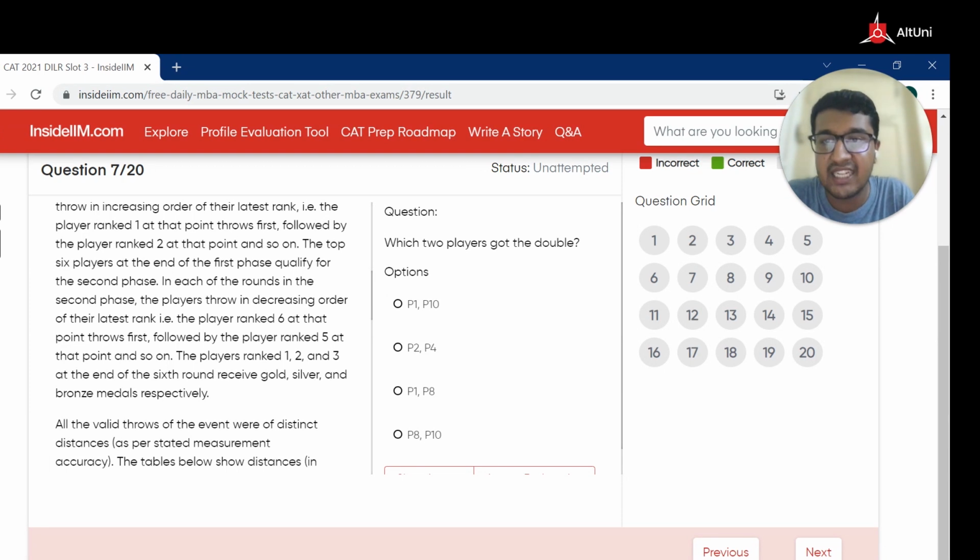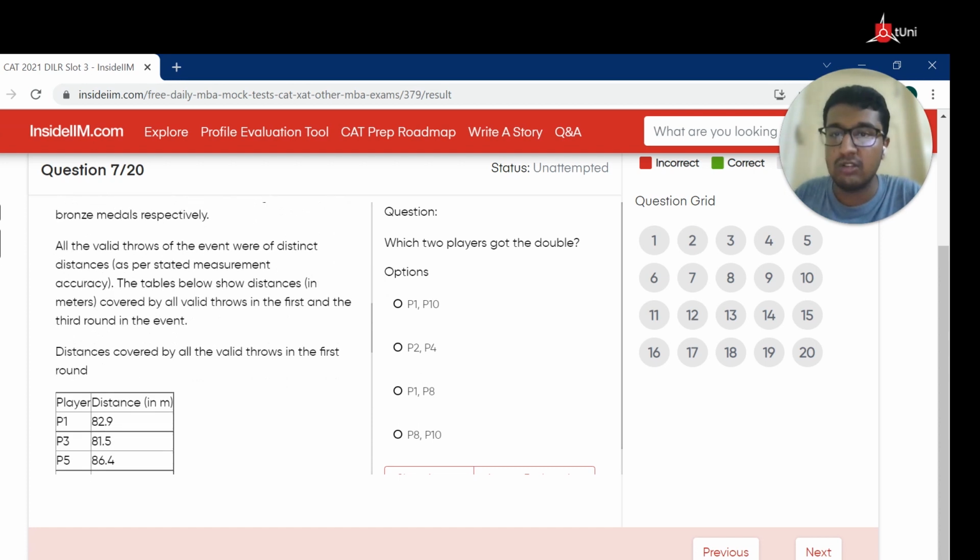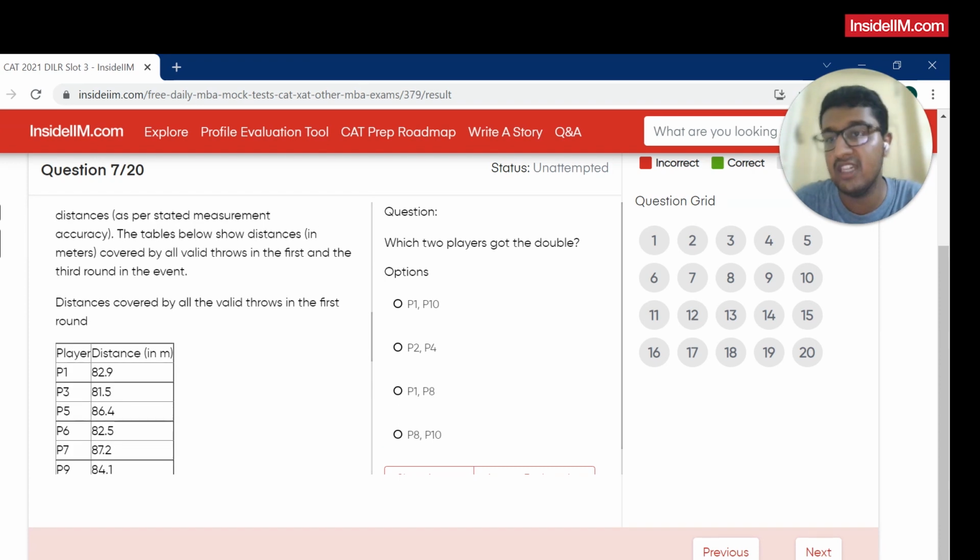In each of the rounds in the second phase, the players throw in decreasing order of their latest rank. So, 6 was the maximum number of players in the second phase, the player ranked 6 throws first and the player ranked 5 throws second, and so on. The players ranked 1, 2, and 3 at the end of the 6th round receive gold, silver, and bronze medals respectively. All valid throws of the event were of distinct distances, so there cannot be a tie. Just note that. The tables below show distances in meters covered by all valid throws in the first and the third round in the event.